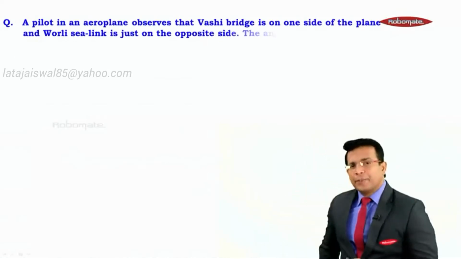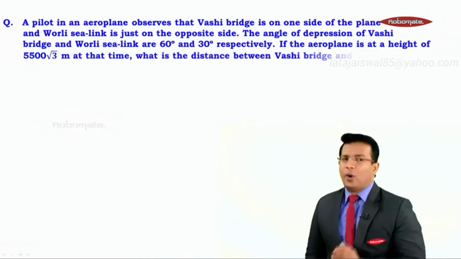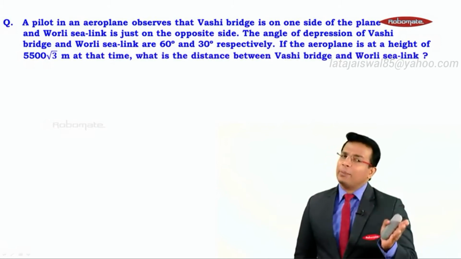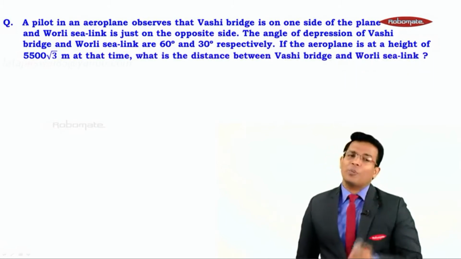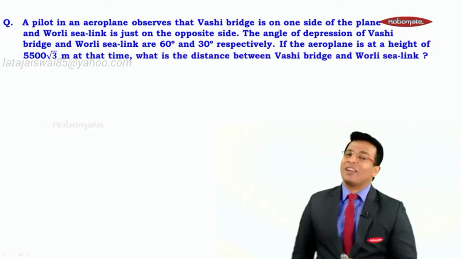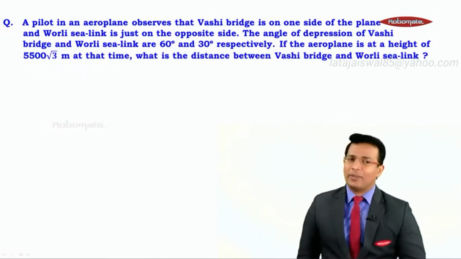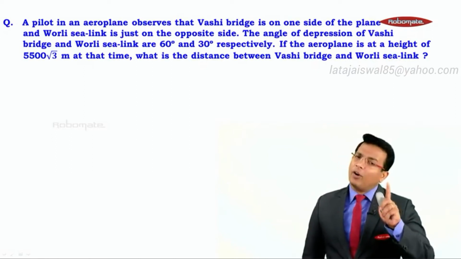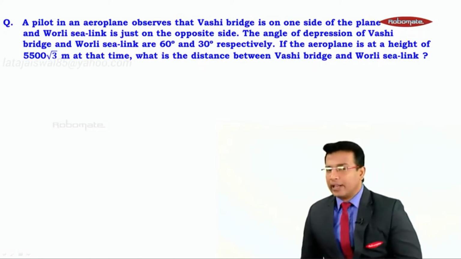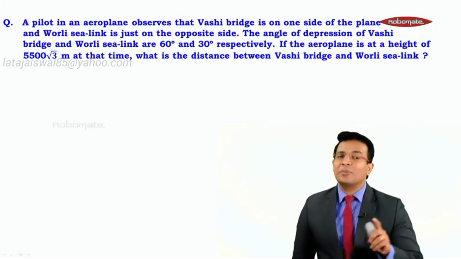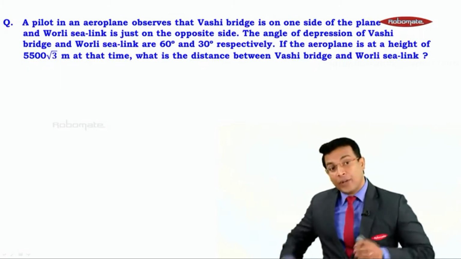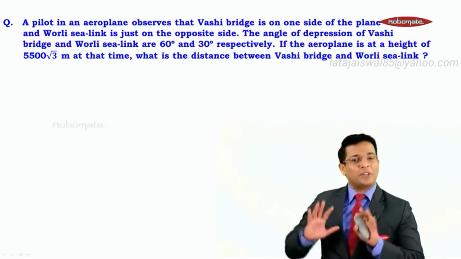Let's see the sum first. It says a pilot in an aeroplane observes that Vashi Bridge is on one side of the plane and Worli ceiling is just on the opposite side. The angle of depression of Vashi Bridge and Worli ceiling are 60 degree and 30 degree respectively. If the aeroplane is at a height of 5,500 meter at that time, what is the distance between Vashi Bridge and Worli ceiling? When you read the sum, it seems to be so scary, but it's very simple.